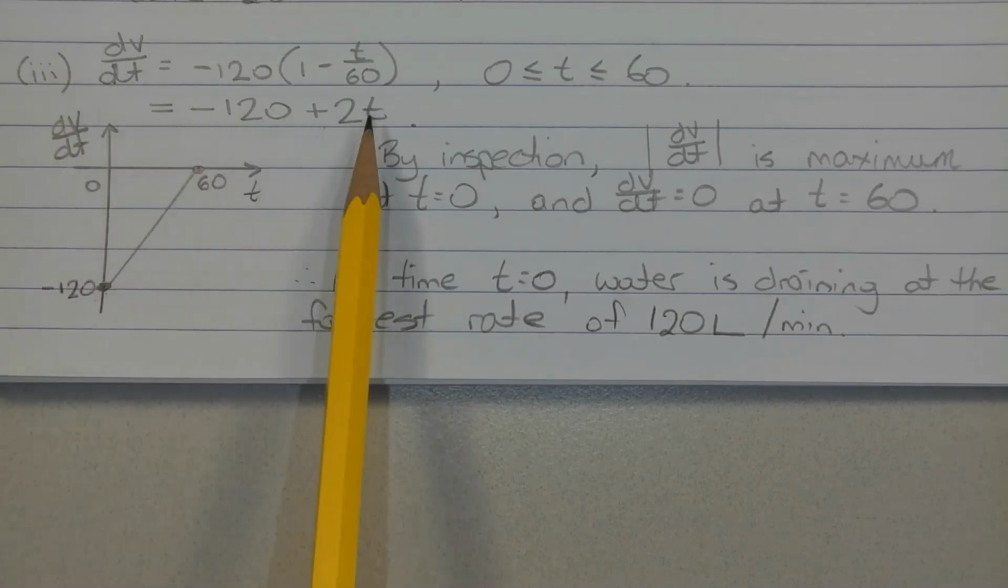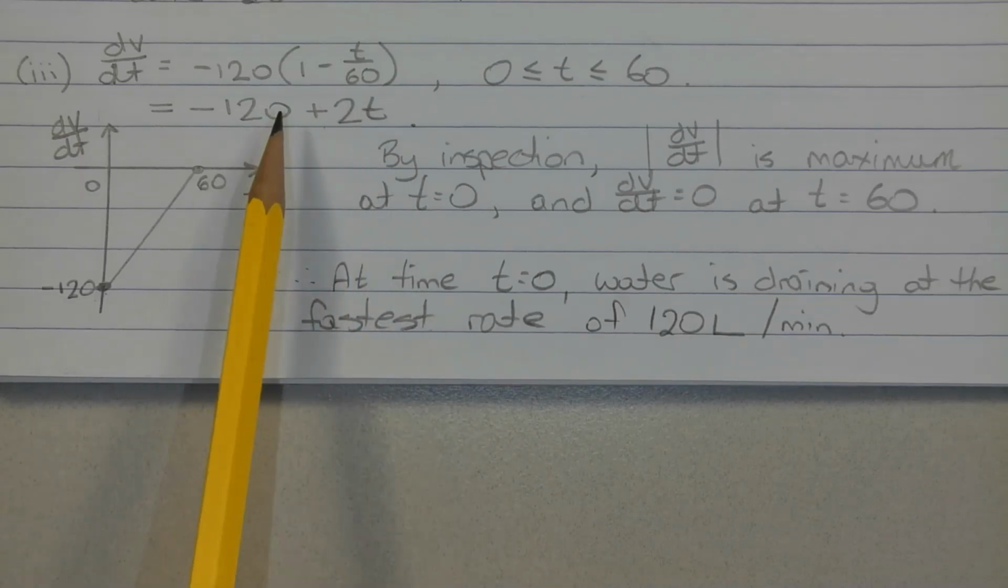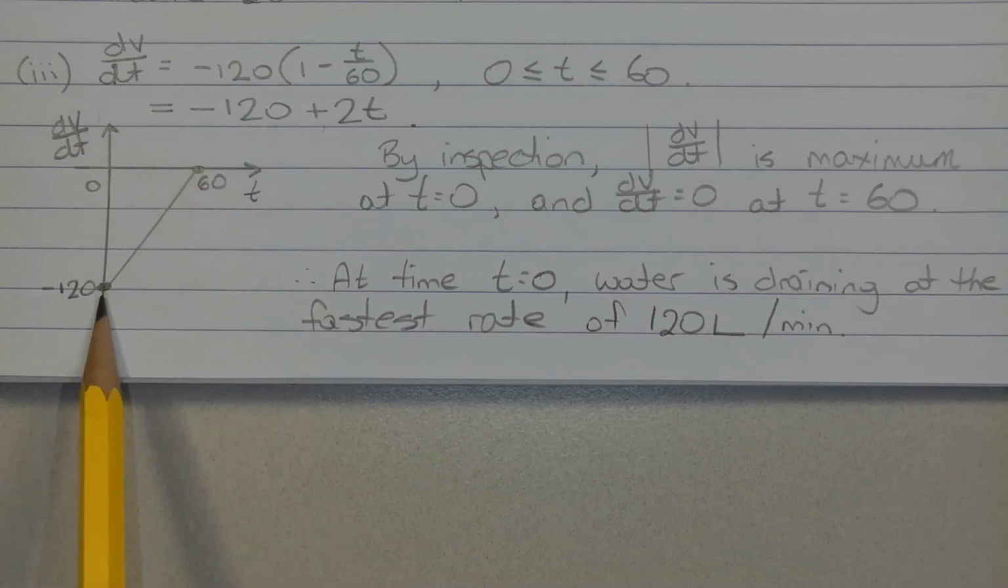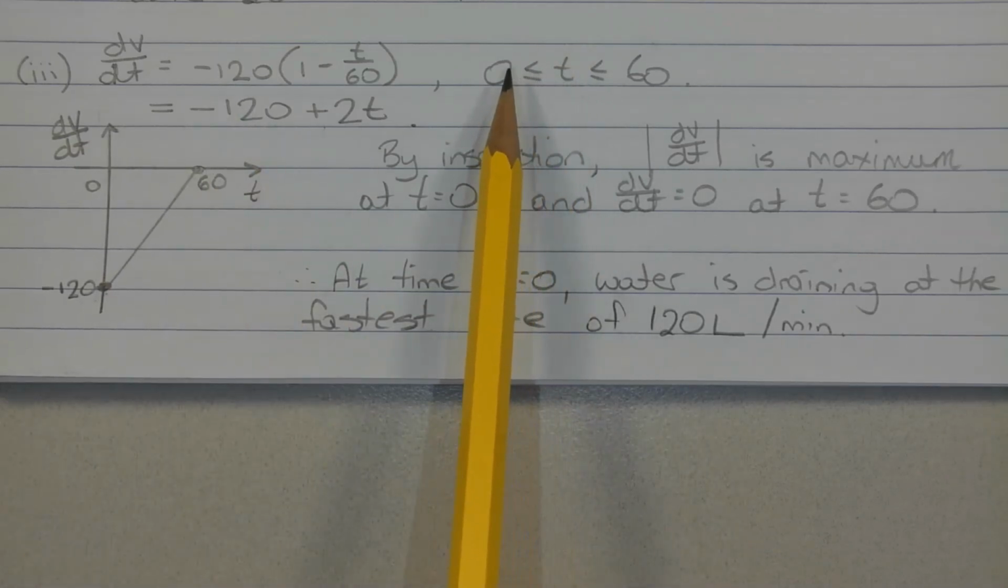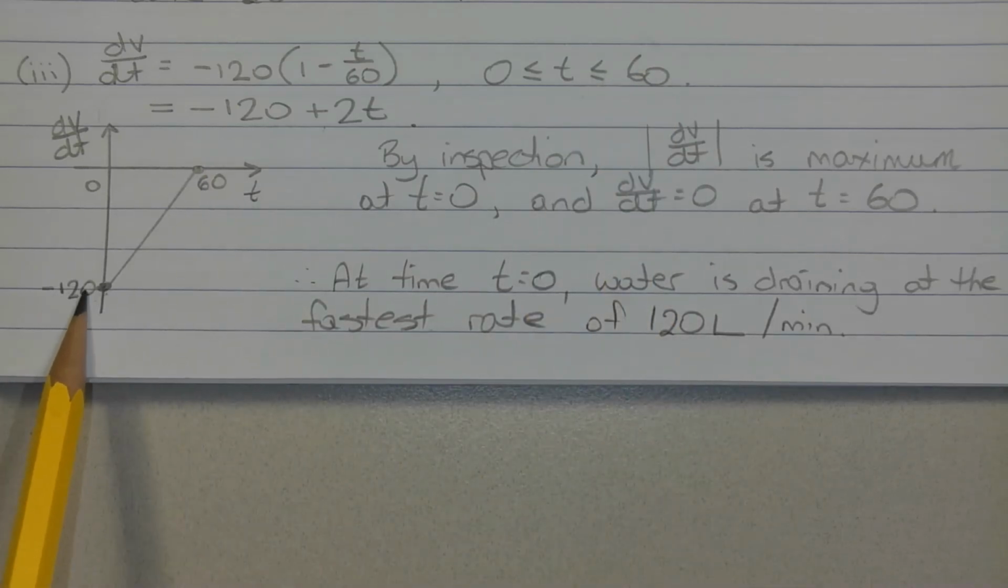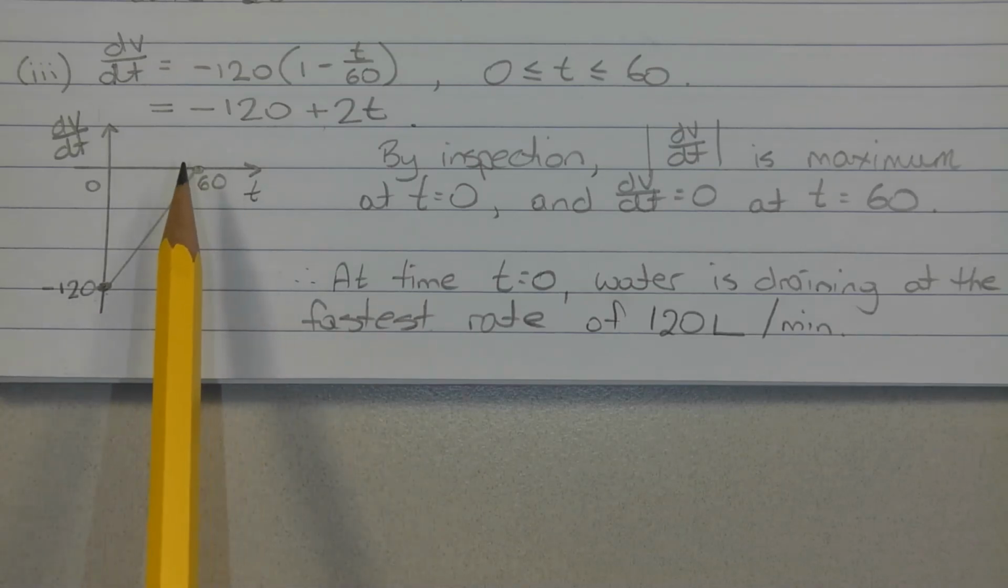Now this is a linear function. It's in the form y equals mx plus c. The gradient is 2 and the y-intercept is negative 120. Graphing negative 120 plus 2t, for t greater than or equal to 0 and less than or equal to 60, we get a straight line graph with a y-intercept of negative 120 and an x-intercept of 60. Interpreting this graph, at time t equals 0, the water is draining at a rate of 120 litres per minute, and at time t equals 60, the water is draining at a rate of 0, since at that time, there's no water left in the tank.